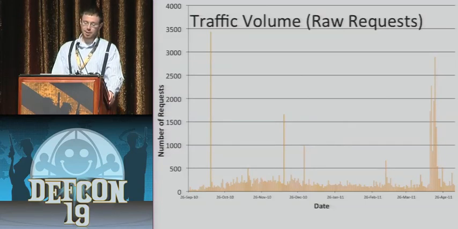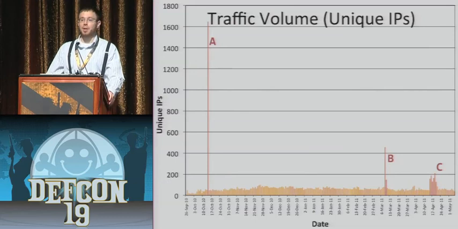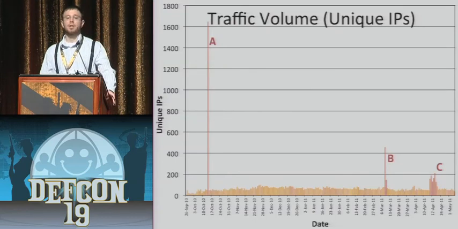So here instead is the traffic volume by unique IP address per day. Some of the peaks disappear, but others still remain. Aside from the steady stream of background noise, there are 3 major events labeled here as A, B, and C. Each of these was caused by bit squatting, and I will get into detail on these in the next few slides. So, what caused event A that affected more than 1,600 unique IPs on the internet?